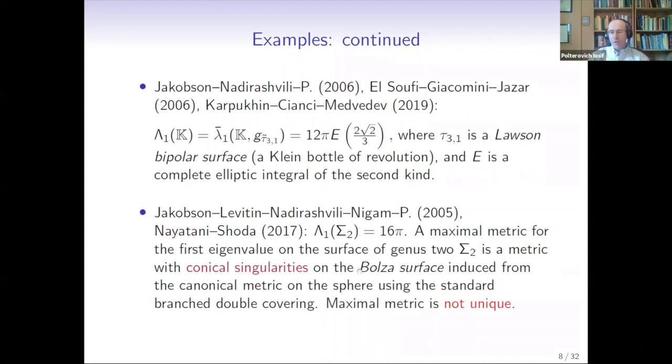One final remark regarding the last example is that, first of all, unlike all the other maximizing metrics, this metric is not smooth, so it does have conical singularities. And also, the maximal metric is not unique. In fact, here you have a whole family of maximizers, which is kind of interesting. We can think about it as a degenerate maximum.